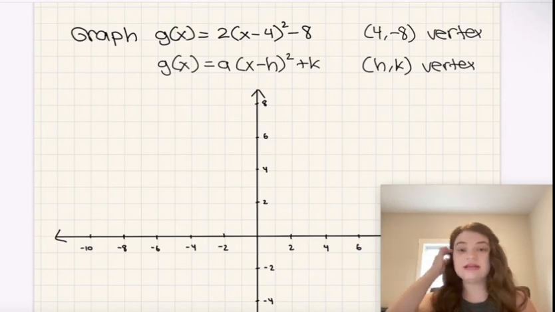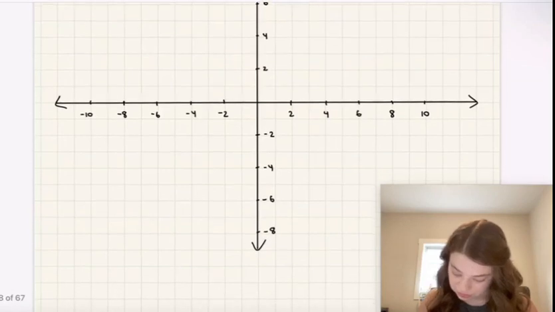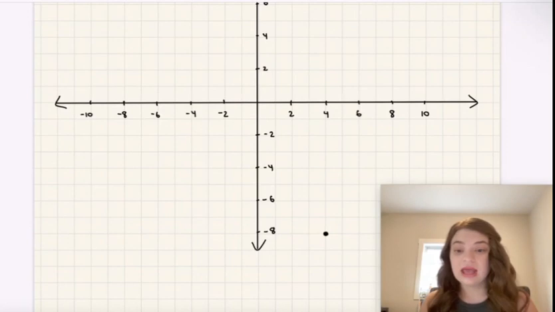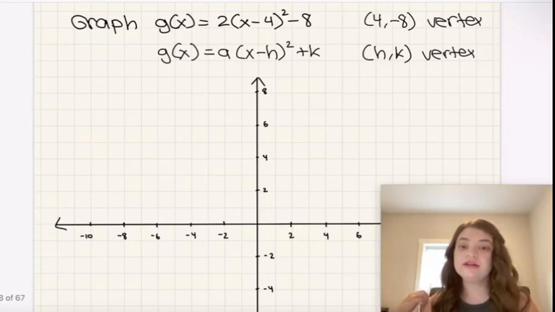So that's the first step, to find the vertex just by looking at the equation, and then plot that vertex. So it's 4, -8. So there we go, right there, 4, -8. Next, we're going to do the second step, which is to look at the a value and determine whether or not we need to do any stretches or compressions, and also whether the parabola opens up or down.